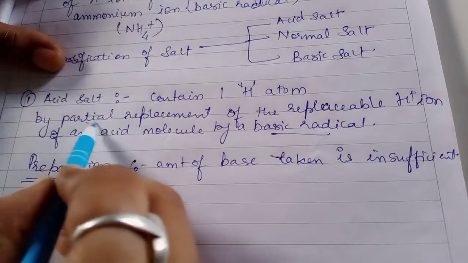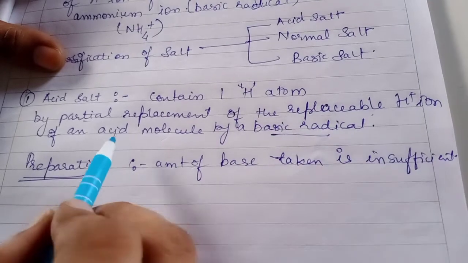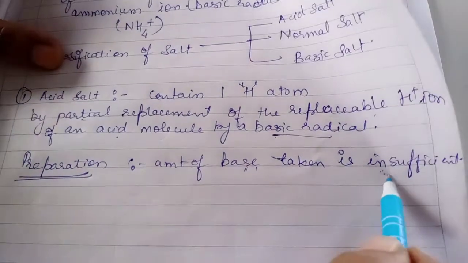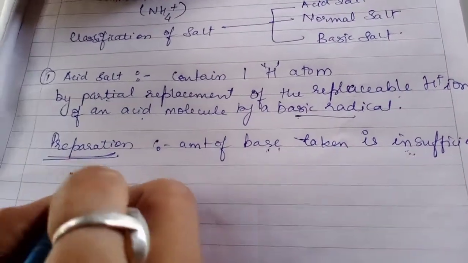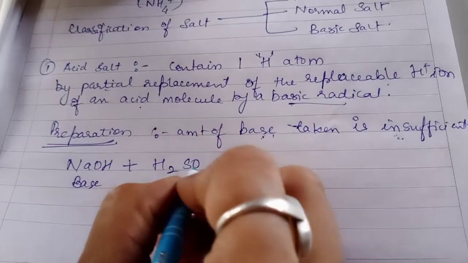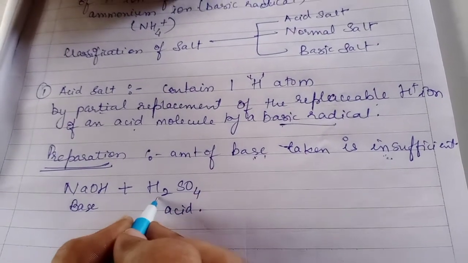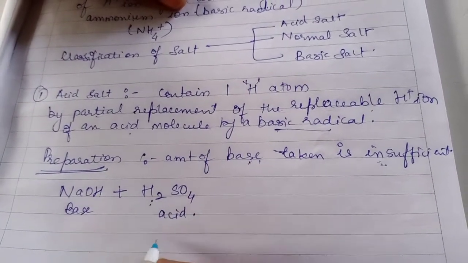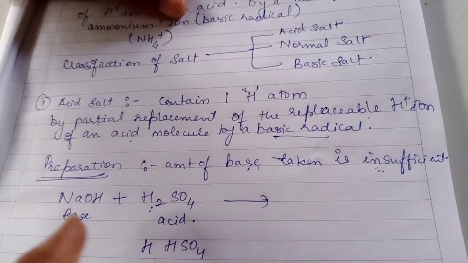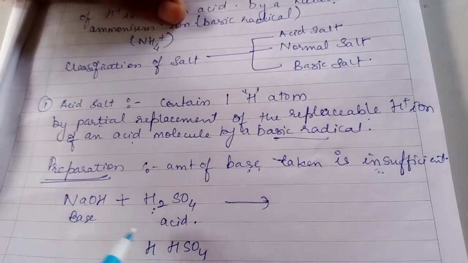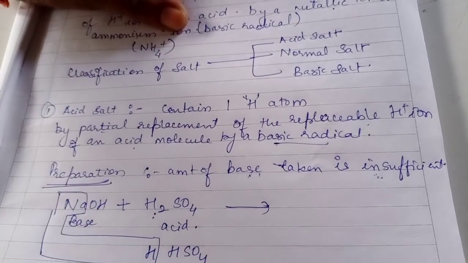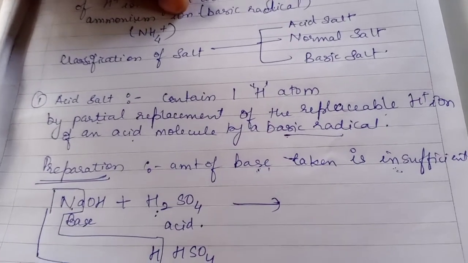Now let us see. It is formed by the partial replacement of the replaceable hydrogen ion of an acid molecule by a basic radical. Now whenever a base is treated, that base should be insufficient in nature. So let us take NaOH, base. I am treating it with acid, H2SO4. Now this H2SO4 contains 2 hydrogen atoms. I can write it as HHSO4 for convenience. Now what will happen? The metal atom of the base will replace 1 hydrogen atom. Yes or no? Because 1 metallic atom can replace 1 hydrogen atom.